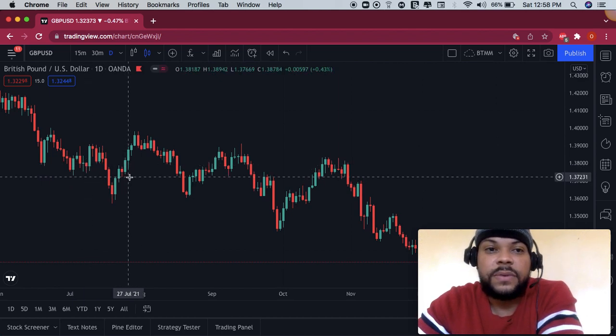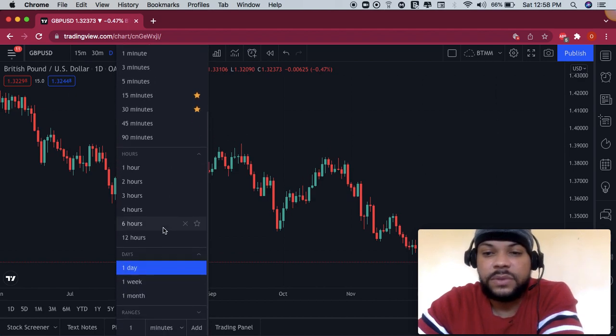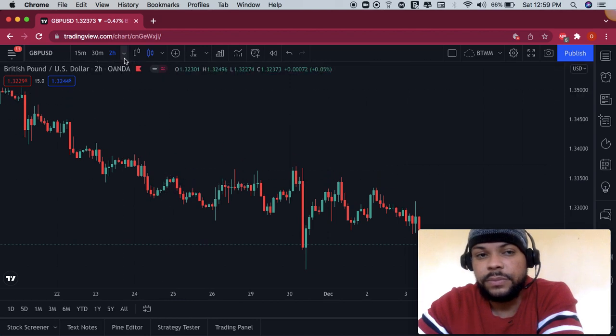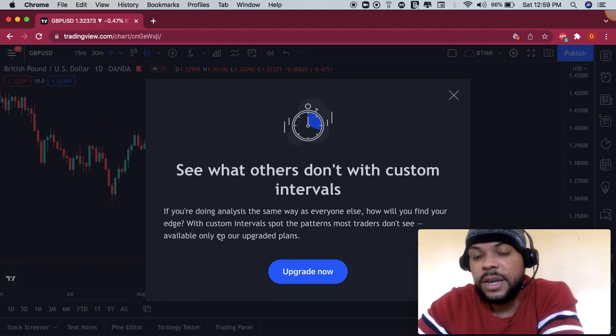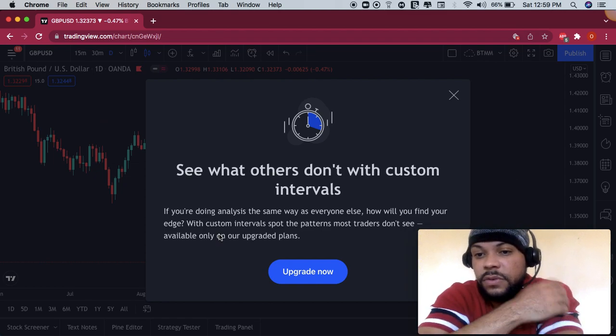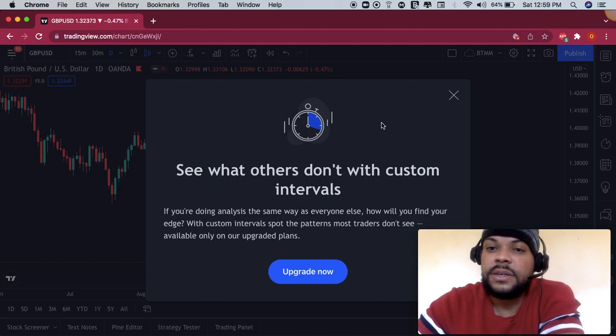Now, if you want your own custom time frame, then you're going to have to sign up for a plan. For example, if I want a 2-hour time frame, it's not really available. Well, sorry, not 2 hours, maybe 6 hours. Yeah, 6-hour time intervals are not really available for free users on Tradingview. So if you want custom time intervals, you're definitely going to need to upgrade. Okay, so let me leave that.